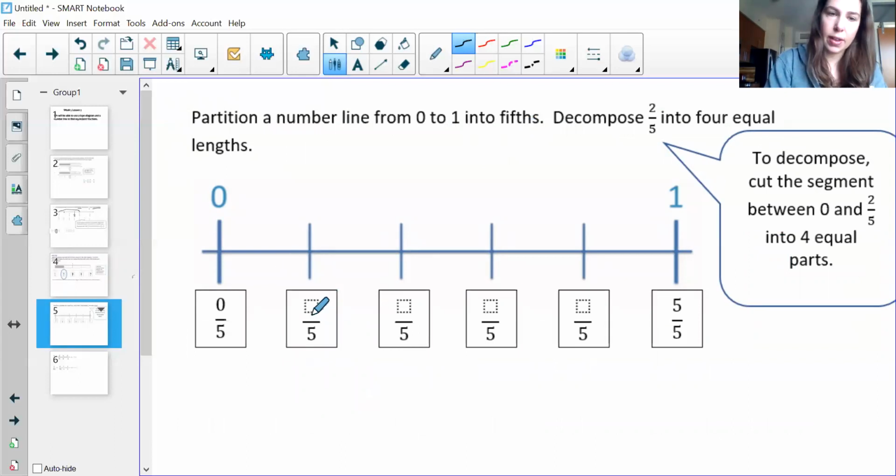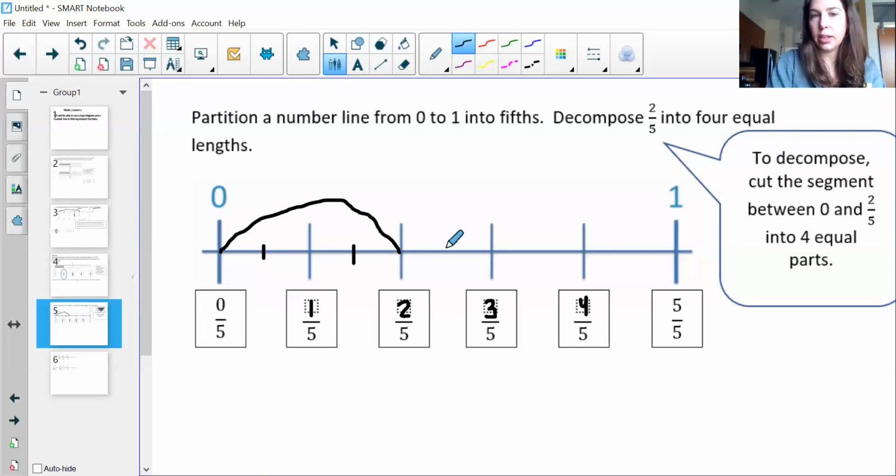So we have 1/5, 2/5, 3/5, 4/5, and 5/5. Decompose 2/5 into 4 equal lengths. So what we're doing is we're taking everything from 0 to 2/5 and splitting it into 4 pieces. So we're taking this section here and we're breaking it down into 4 equal pieces. Right now it's in 2 pieces. So to make it into 4 pieces, we just decompose it like that. And if we're going to do that to the rest of the number line, we would keep going.